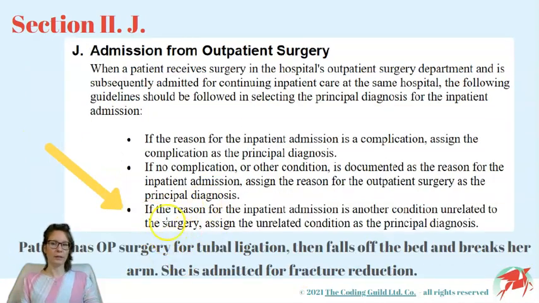And the last part of this guideline states, if the reason for the inpatient admission is another condition unrelated to the surgery, assign the unrelated condition as the principal diagnosis. Again, nothing new here. We are to choose the principal diagnosis responsible for the admission. For example, the patient has outpatient surgery for tubal ligation, but then falls off the bed and breaks her arm. She is admitted for fracture reduction. Here the principal diagnosis is the arm fracture because that condition will necessitate the hospitalization.